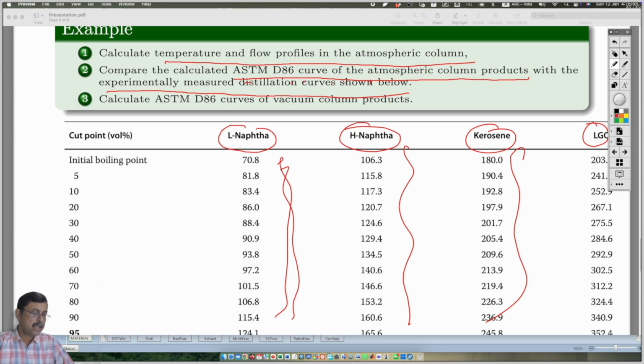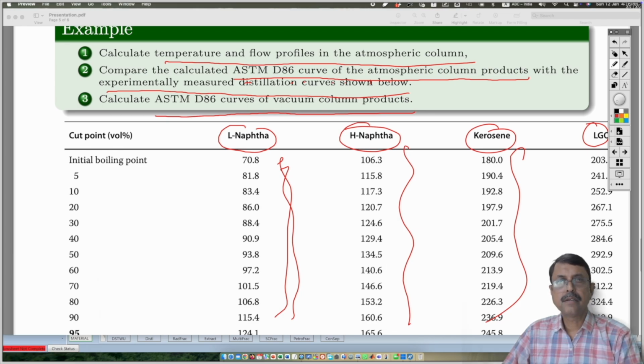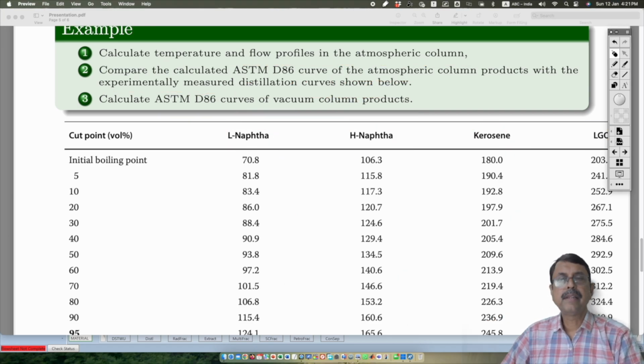And finally, you have to calculate the ASTM D86 curves of the vacuum column products. There are light vacuum gas oil, medium vacuum gas oil, and heavy vacuum gas oil. For them also, you have to do the same thing, right? So this is the total example that we have to solve. For that, let us go to the Aspen Plus domain.